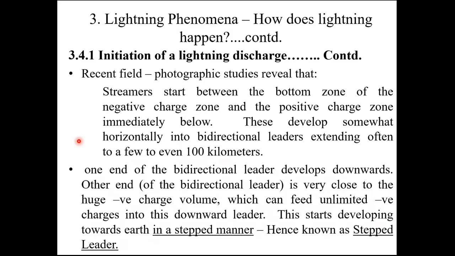Now, as I told you, between the negative charges of the cloud bottom and the positive charges below the cloud bottom, these streamers develop into what we call bidirectional leaders. Now, one end of this bidirectional leader, essentially the negative end, starts developing towards the earth. This is the initiation of the lightning. This leader moves towards the earth. That's the most important point.